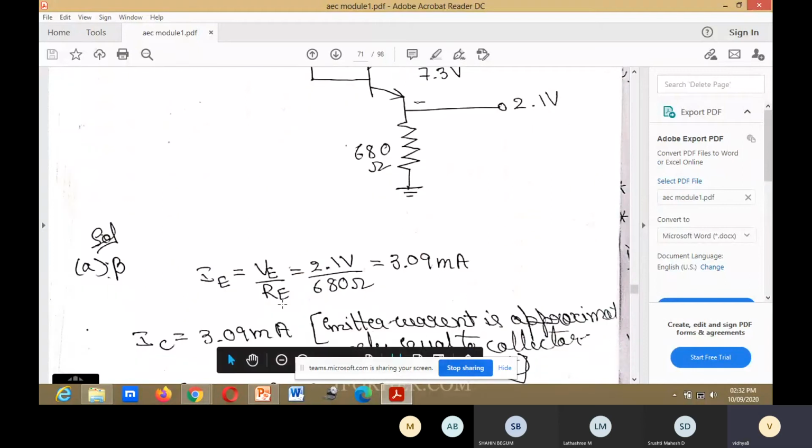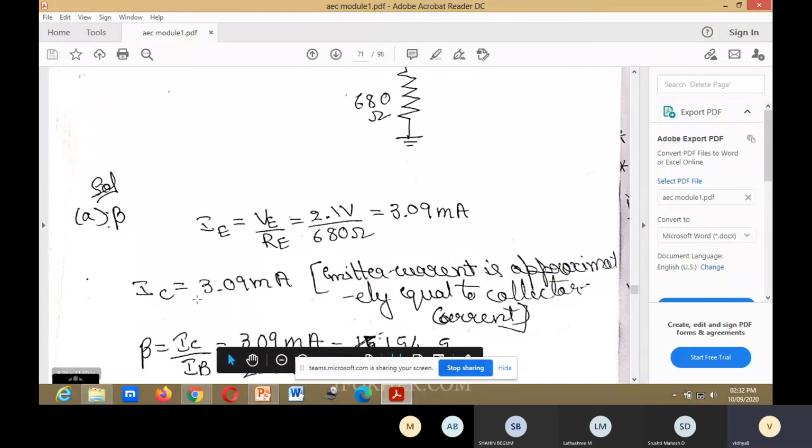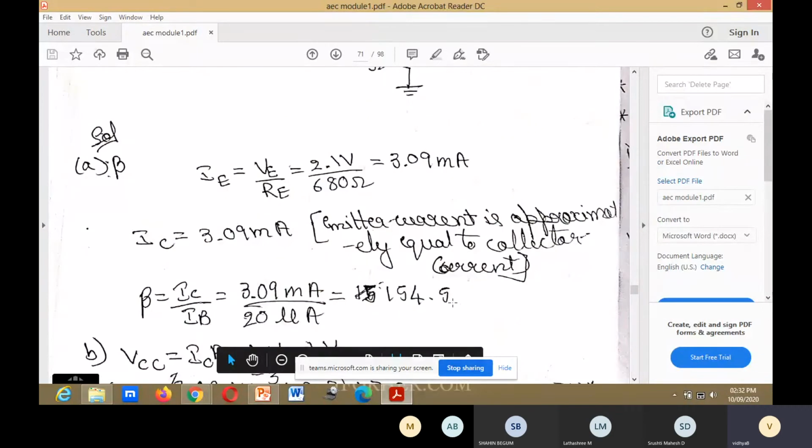IE is equal to VE divided by RE. VE is 2.1 volt and RE is 680. You will get IE is equal to 3.09 milliamps. IC is equal to what? 3.09 milliamps, because in this case we will consider IE almost equal to IC. So the emitter current is approximately equal to the collector current.